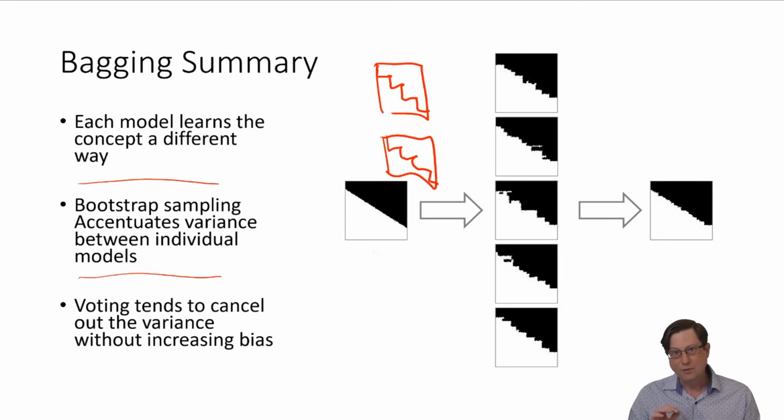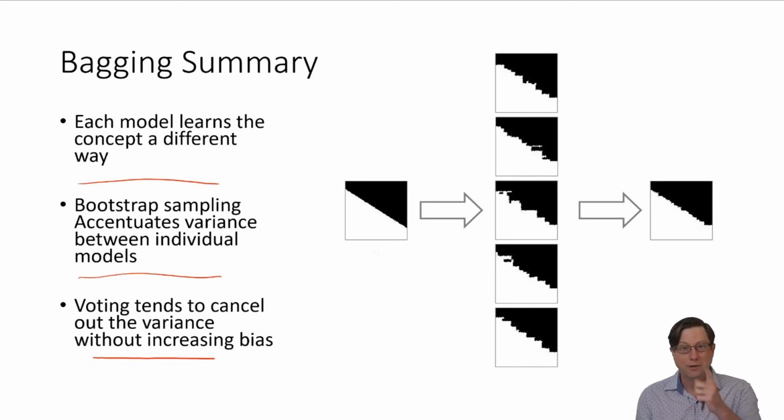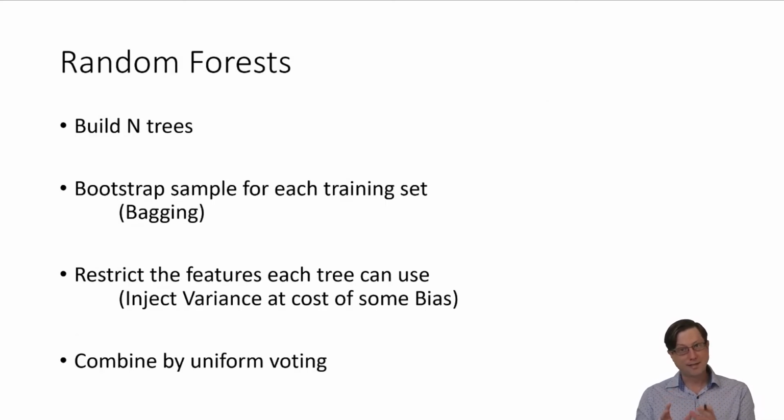So you need base learners and Bootstrap sampling and other techniques to make sure that you learn the model in many very different ways. And then the voting tends to cancel out that variance without increasing the bias. That's bagging, a simple thing to do. The next step along this path is random forests.